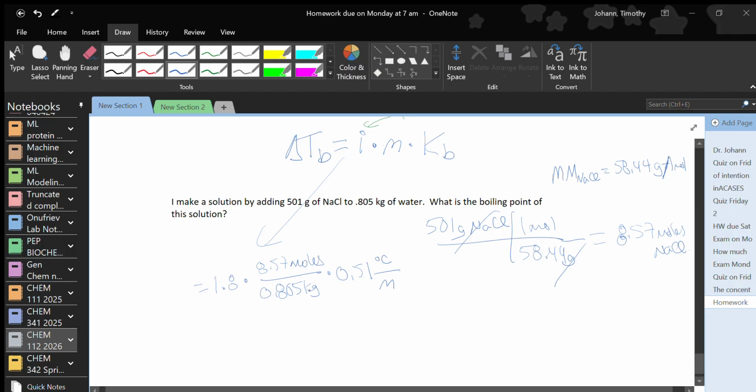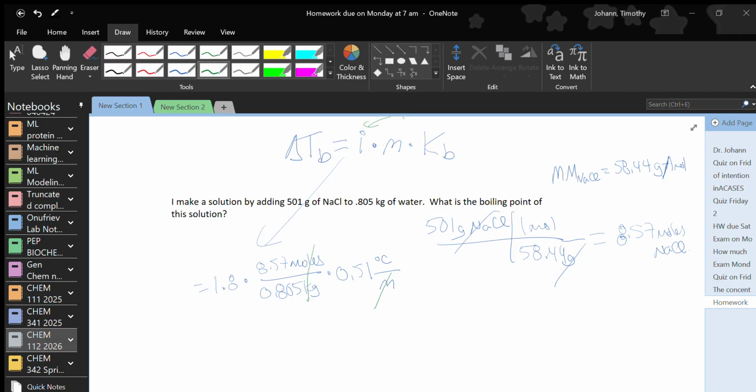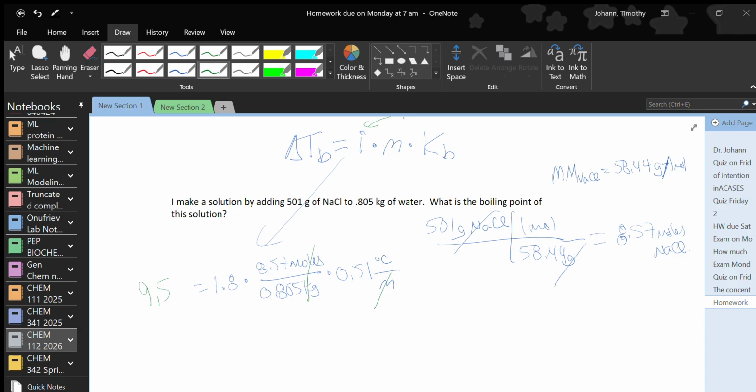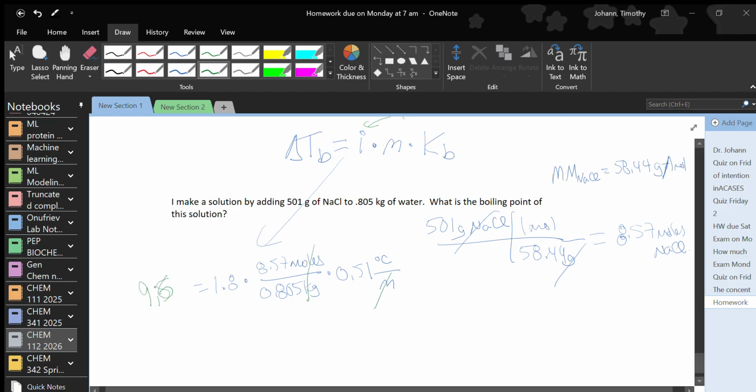And that's going to be degrees per molal. Remember, moles over kilograms is molal, so this is a molal, that's a molal, they cancel, and I'm going to get degrees Celsius. On my calculator, 1.8 times 8.57 times 0.51 divided by 0.805. Anybody else get 9.58? Okay, so our boiling point elevation is 9.5. We got 1.8 there, so I'm going to call it 9.6 degrees Celsius.